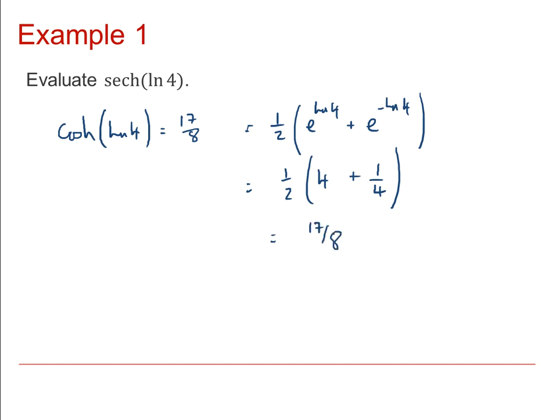So once you've got cosh of log 4, we can say therefore that sech of log 4 must be the reciprocal of that, so 1/(17/8), which is 8/17.